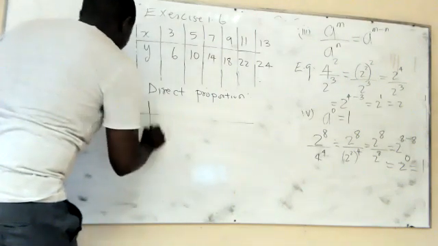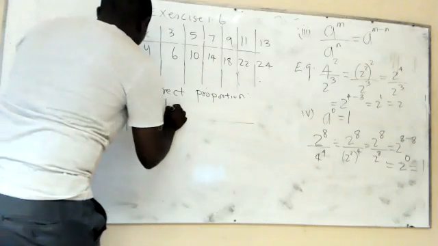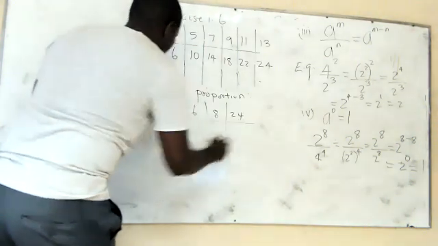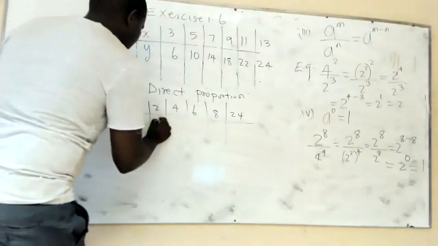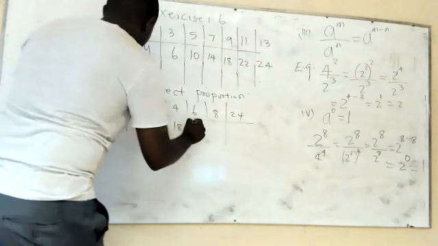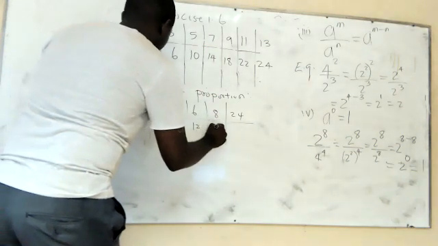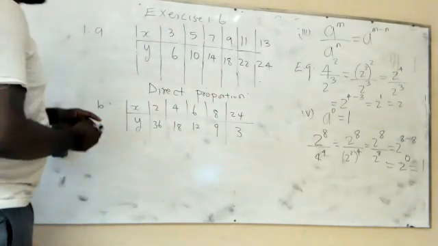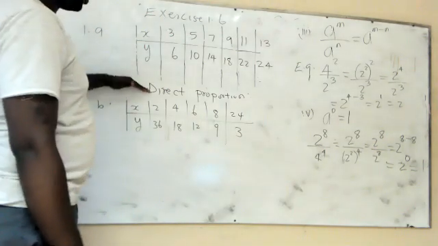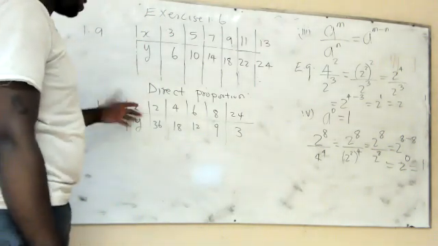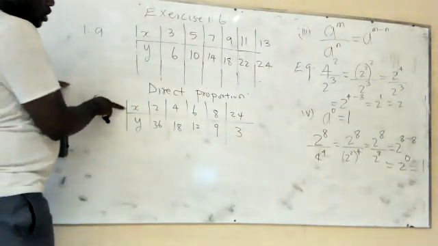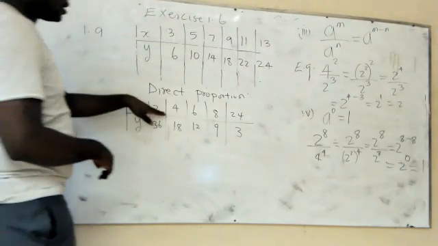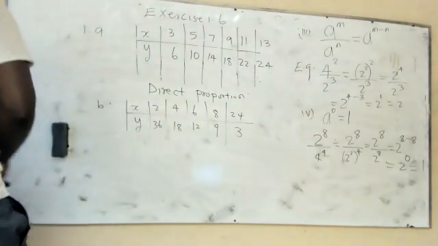So we are given x with values 2, 4, 6, 8, and 24. And then y is 7, 36, 18, 12, 9, and 3. Okay, let's check this one. Let's check if this table has direct proportion, inverse proportion, or neither. So let's first check for the x. Does it have a constant quotient in this case?